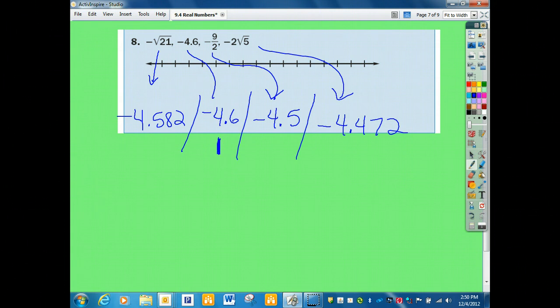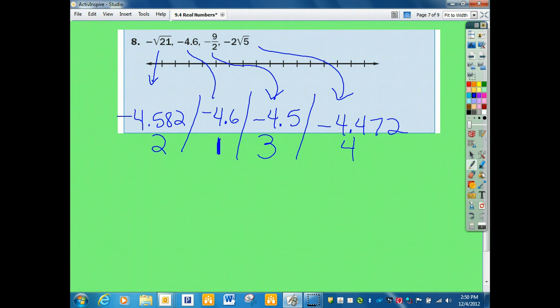Number 2. Next smallest. 5.8. This one? Yeah. The next biggest? 4.5. Like that? Yeah, and then the last one's 4.472. And the biggest one, you're saying, is like this? Yeah. Everybody agree? Yes. All right, I wasn't sure.